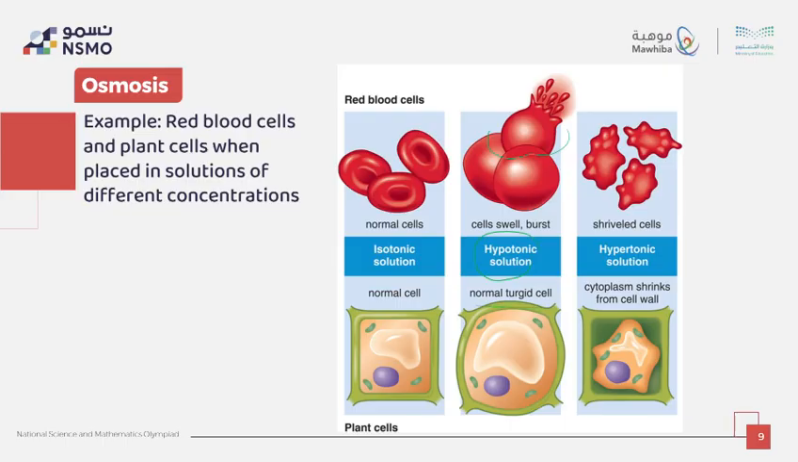The second scenario is in hypertonic solution. The cell loses water and shrinks. And here in the plant cells, the cytoplasm shrinks away from the cell wall. Okay, and the normal case is in isotonic solution. In isotonic solution, the cell stays normal and balanced in both red blood cells and plant cells.